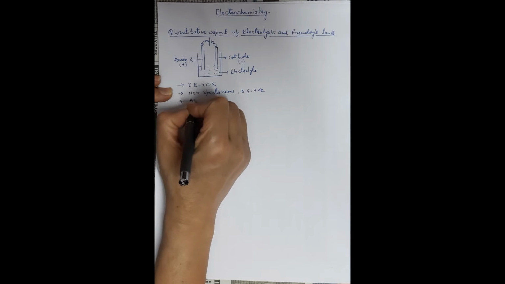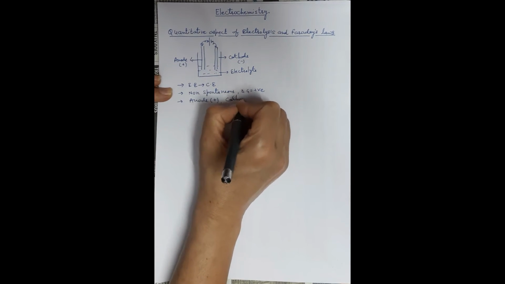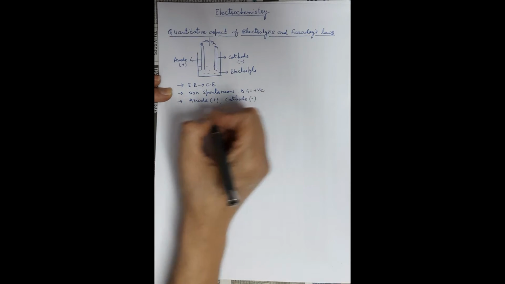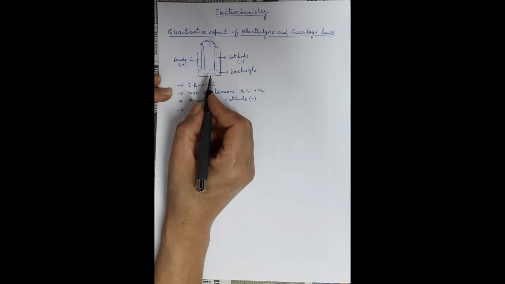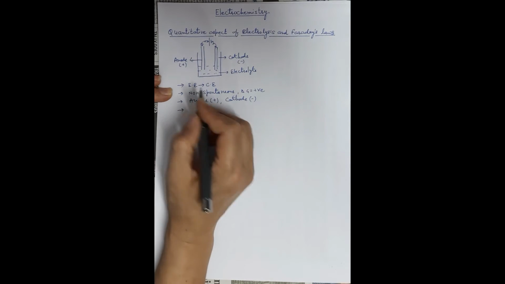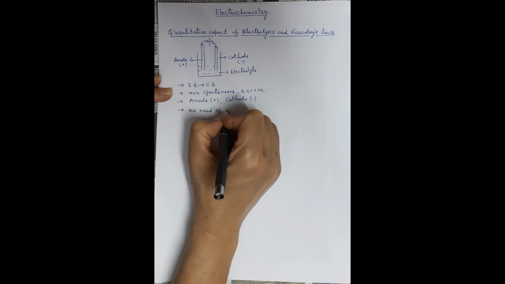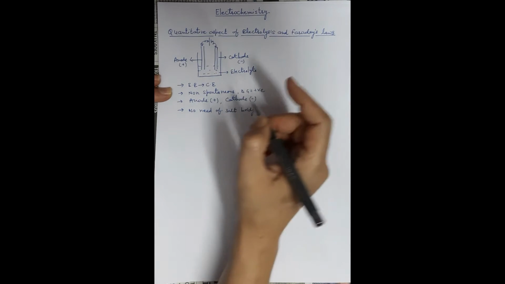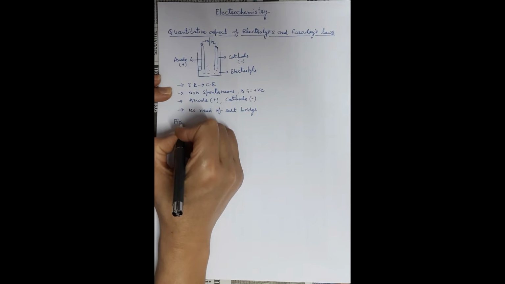Then the anode in this case is taken as positive and the cathode is negative. This is contrary to the electrochemical cell which we discussed in the first class of electrochemistry. There is no need of a salt bridge, and this takes place in a single container. These are some of the features of this cell. Children, now let us start with the first law of Faraday.